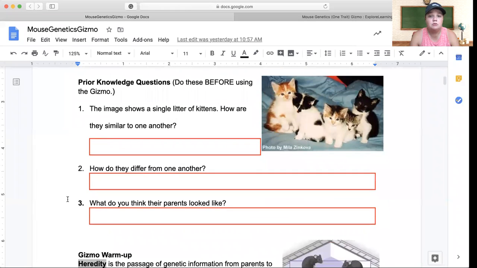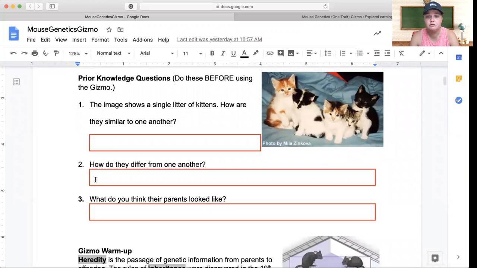So prior knowledge questions. Before you launch the Gizmo, do these questions. The image shows a single litter of kittens. How are they similar to each other? What do you notice? What are some similarities about these kittens? I, for one, noticed that they all tend to have mostly white bodies. Some of them have black. Only one of them is orange, but they all tend to be white.